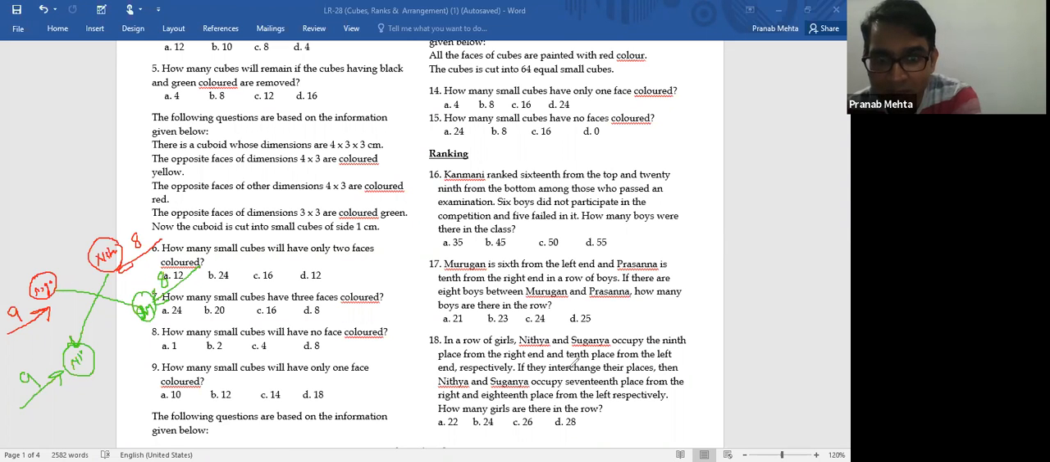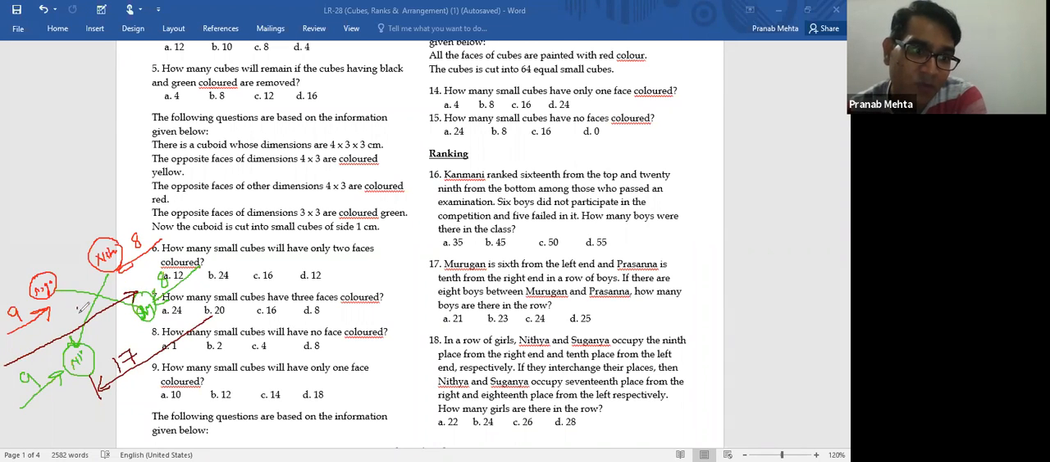Now, if they interchange their places, then Nitya and Suganya occupy 17th place from the right and 18th place from the left. Nitya's position has now become 17th from the right end. And Suganya's position has become 18th from the left hand. Now this is an interesting question.